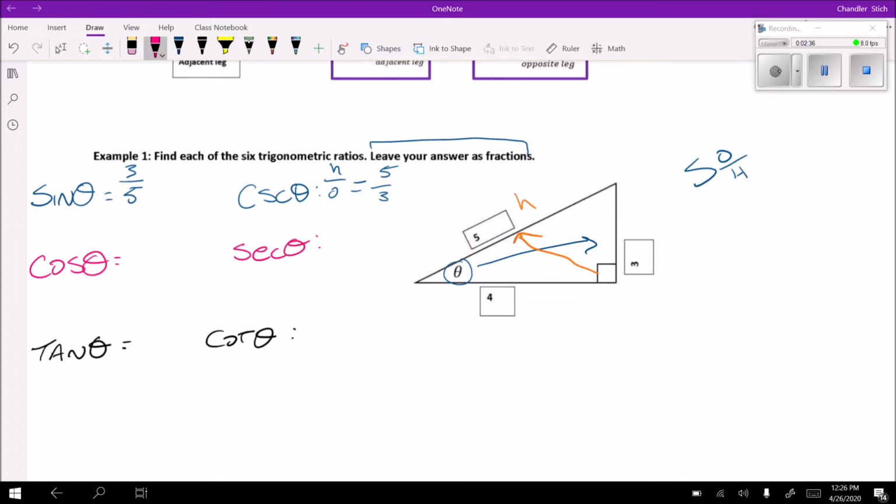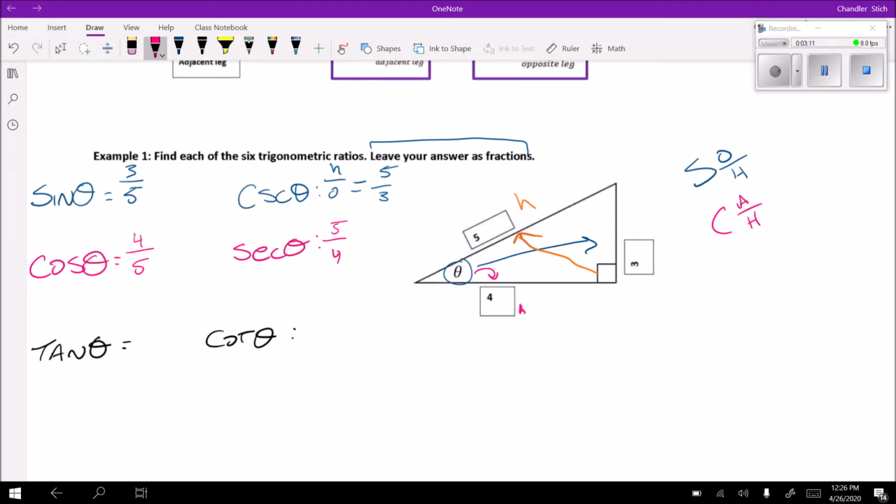Cosine. Cosine, a over h, adjacent over hypotenuse. Here's theta. We said that this 3 was opposite. 5 was hypotenuse, which means 4 is adjacent. So this would be 4 over 5. And then the secant would be the reciprocal of that, 5 over 4. Again, you can leave it as a fraction. Please don't make it a decimal. Just leave it as a fraction.